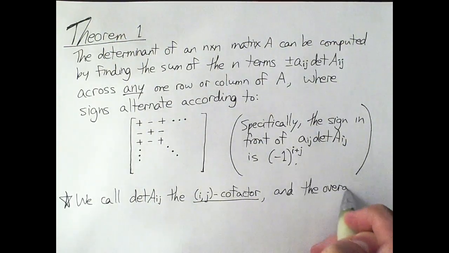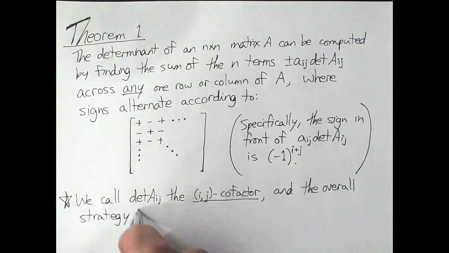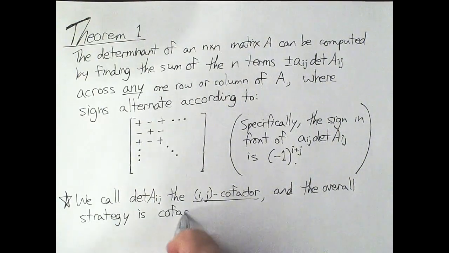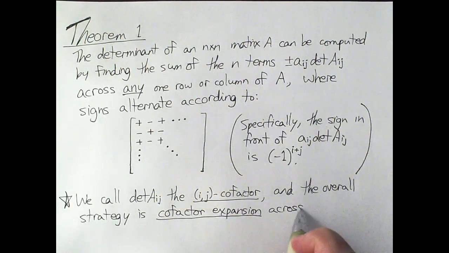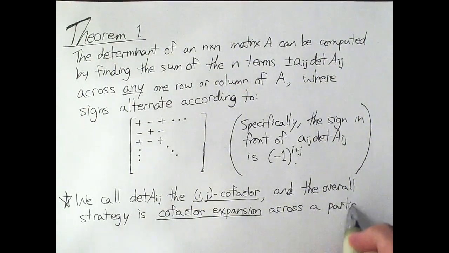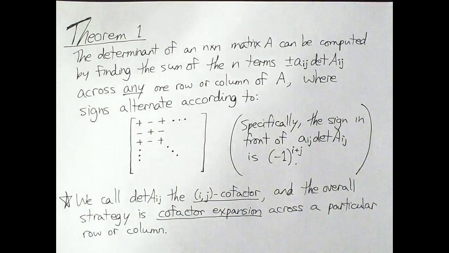And the overall strategy is cofactor expansion across a particular row or column. So in that sentence there, this is me just pointing out some terminology. I probably don't use those terms very often. I'm mostly saying them in case you see them in the book or somewhere else.